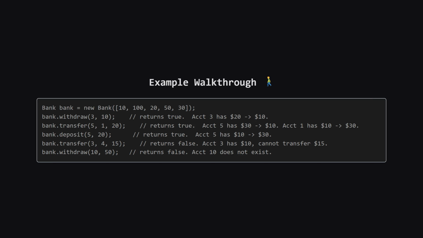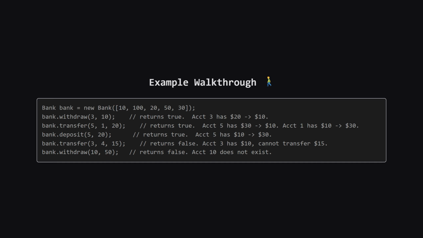We start with 5 accounts, with balances of 10, 100, 20, 50, and 30. First, we withdraw 10 from account 3. Account 3 has $20. Is that enough? Yes. So the transaction succeeds, and account 3's balance becomes 10. Next, a transfer of 20 from account 5 to account 1. Account 5 has $30, which is plenty. So we take 20 from 5, leaving it with 10, and add it to account 1, which now has 30. This is also successful. Then we deposit 20 into account 5. This is always valid, so account 5 goes back up to 30.